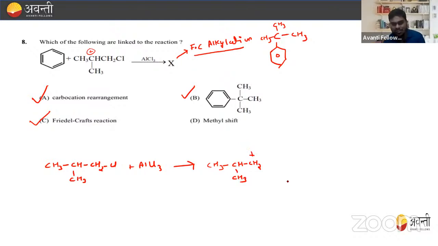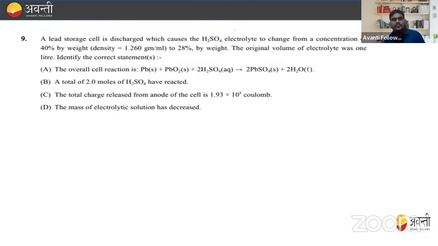So in this, hydride shift takes place, and this H shifts. So this will become CH3, C positive, and this will be CH3, and this is also CH3. So in this, hydride shift takes place, not the methyl shift, right? So the three options, option A, option B, and option C, all three statements are absolutely correct. I hope this is clear to you. This is totally based upon the Friedel-Crafts mechanism, Friedel-Crafts alkylation. Good? Now let's move to the next question.